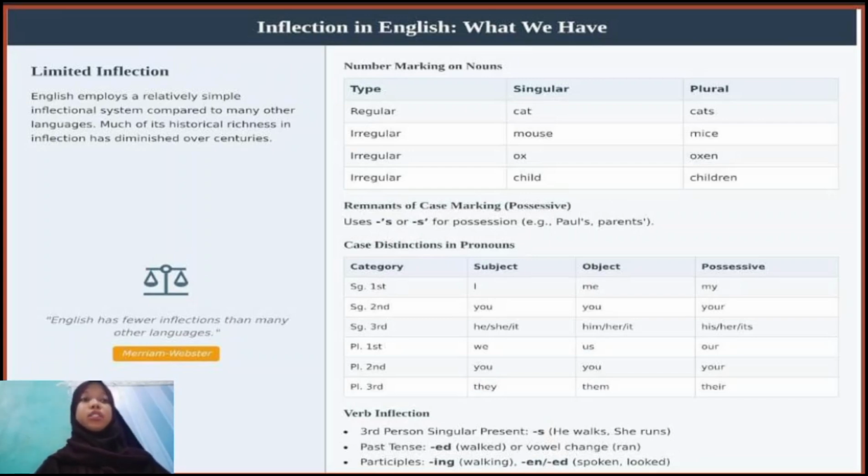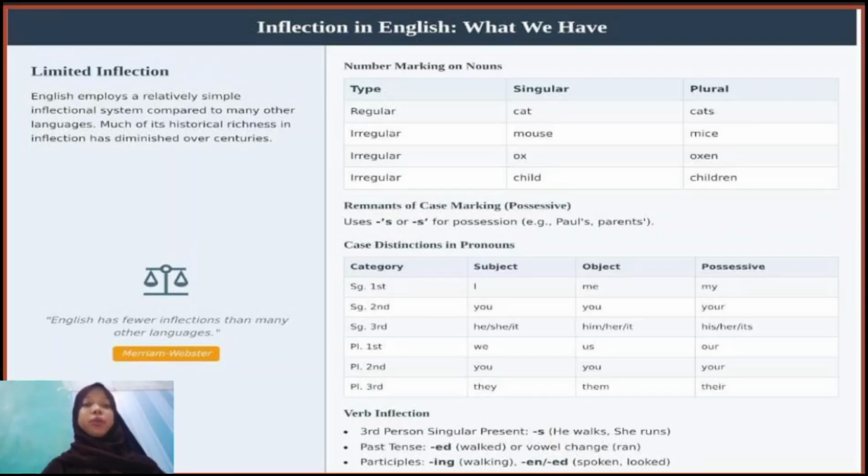Remains of case marking and possessive. In English, case marking is mostly gone, except in pronouns. For example, I becomes me, and my shows possession, and others. English also uses 's to show ownership, such as Paul's book or the parents' car.